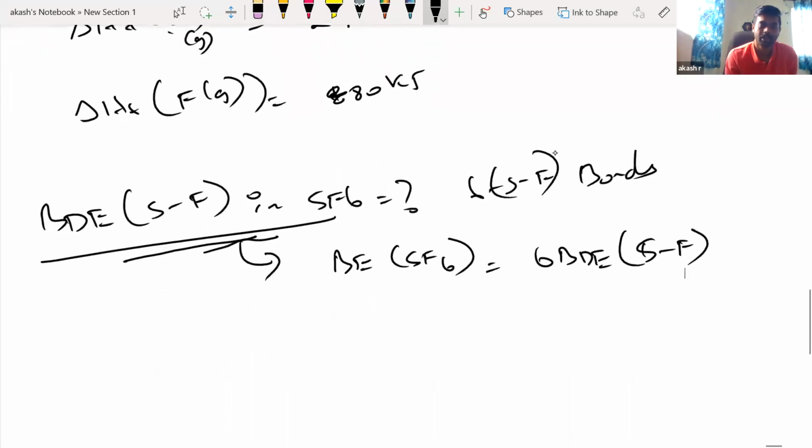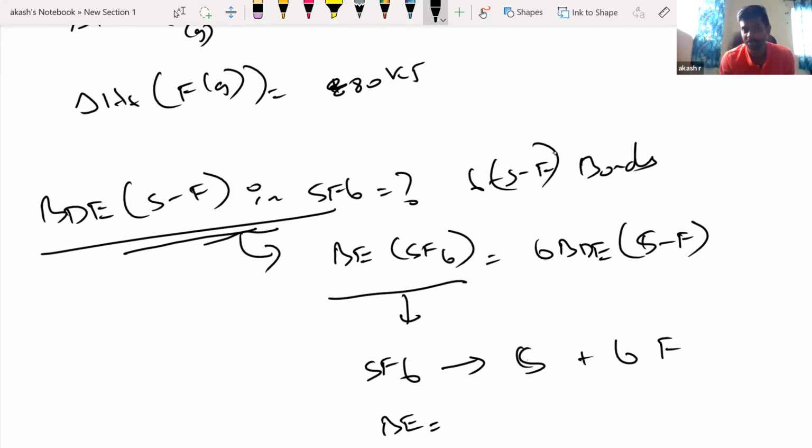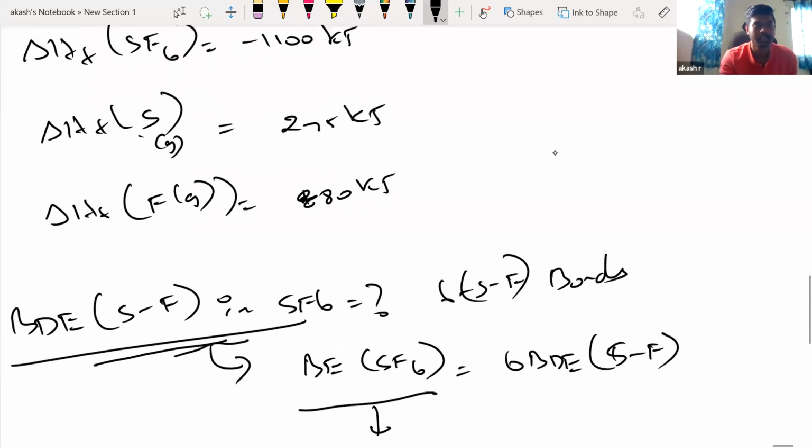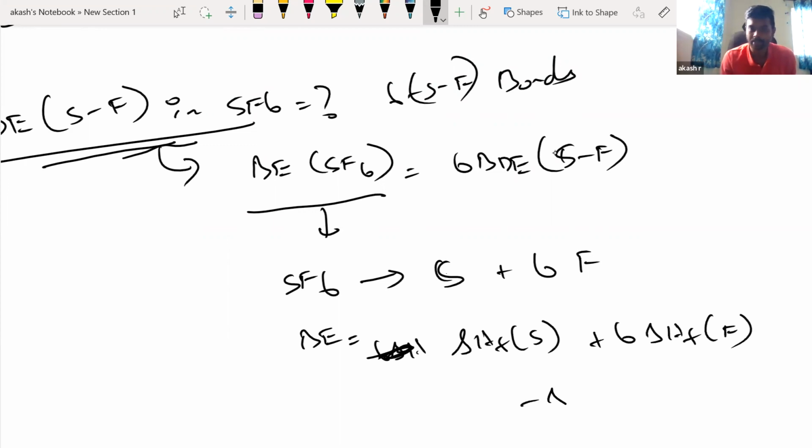And we'll be able to write this bond enthalpy. How do you write the equation for this? We write it as SF6 giving a sulfur atom plus 6 fluorine atoms. This is your bond enthalpy. I will also be able to connect your bond enthalpy with your enthalpies of formation, and that is given to you. So the bond enthalpy in this case will be equal to 6 into enthalpy of formation of sulfur atom plus 6 into enthalpy of formation of fluorine atom, minus enthalpy of formation of SF6.